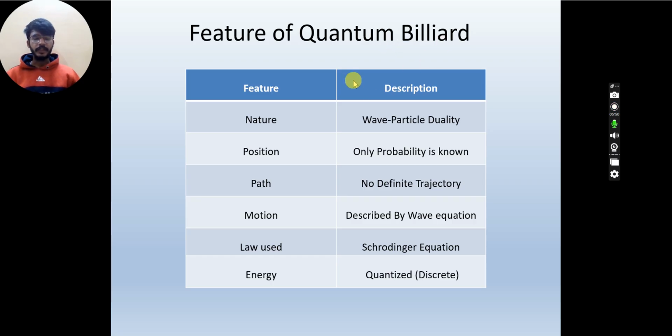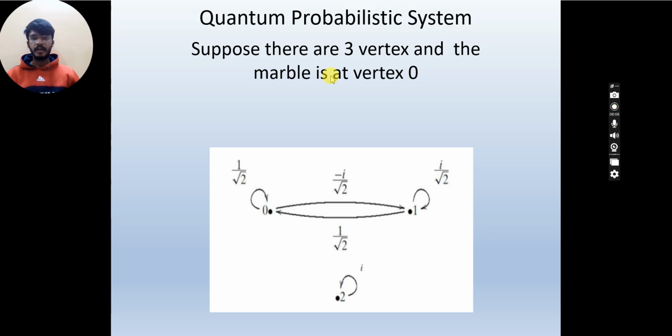Features of quantum billiard. Nature: wave-particle duality. Position: only probability is known. Path: no definite trajectory. Motion: described by the wave equation. Laws used: Schrodinger equation. Energy: quantized, discrete energy.